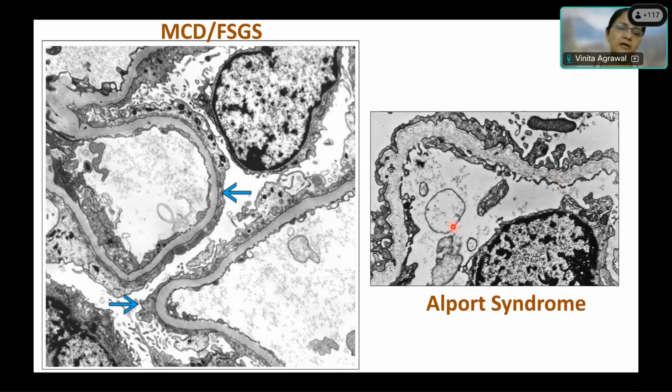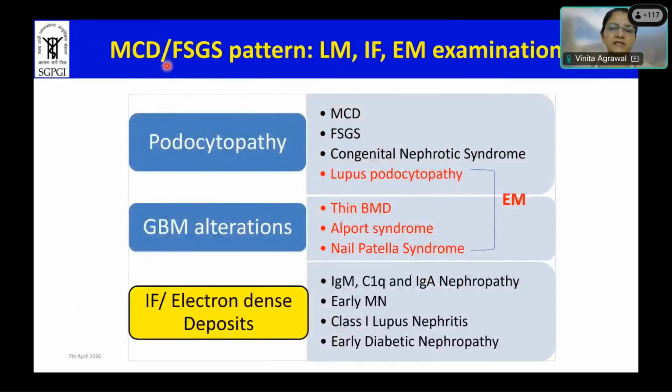This is the normal glomerular basement membrane, and this is the basement membrane in Alport syndrome. This is becoming very irregular. You can see the irregular wavy appearance. This is the normal lamina densa, which is quite even, whereas in this you can see the splitting of the lamina densa. So this is known as lamellation and splitting of the lamina densa, which is typically seen in Alport syndrome.